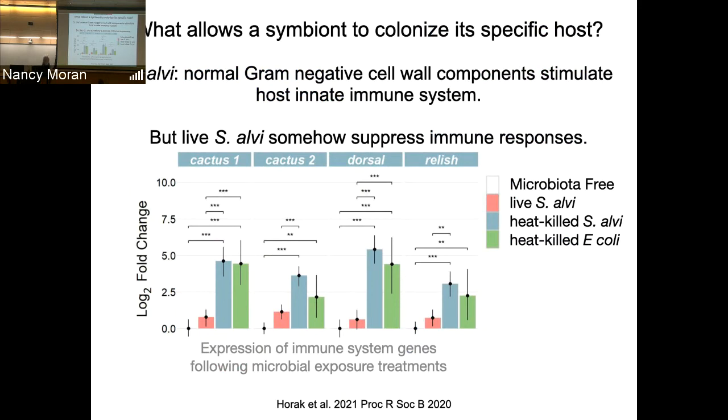But weirdly, when you give them live ones, it actually somehow suppresses that activation. So Snodgrassella, when it's alive, is able to tell the host to calm down and be less reactive. And we don't know how it does that. This is something he did during the pandemic, and we haven't figured it out yet. But somehow it's probably got some really intimate interaction with the host that is allowing this. We think potentially it's actually delivering molecules to the host, even RNA and things like that, that could be suppressing it, but we don't know at this point.